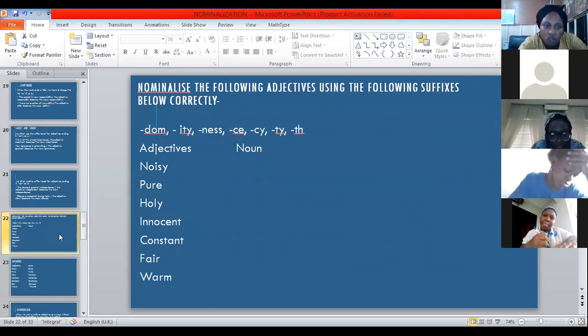You have been given a list of 7 adjectives. The first one is noisy, second is pure, third is holy, fourth is innocent, fifth is constant, sixth is fair, and the last one is warm. These are all adjectives. Now we are to turn them into nouns. That's what we mean by nominalize, using the suffixes below: dom, ity, ness, ce, cy, ty, and th.